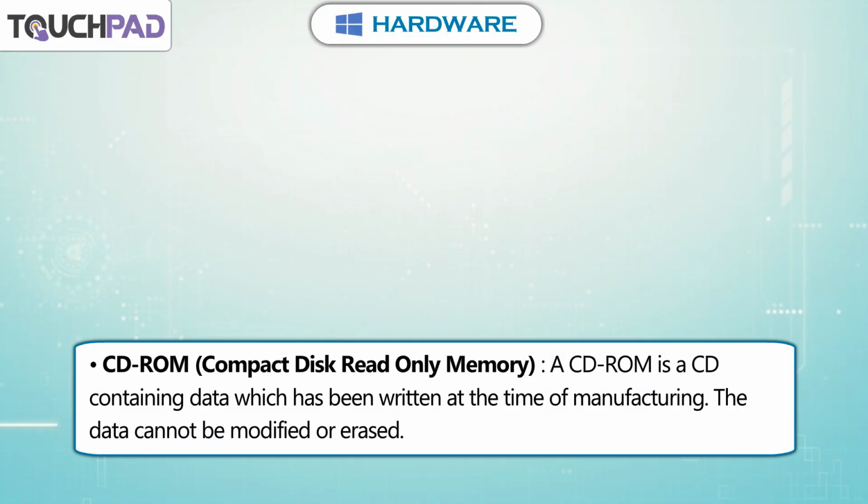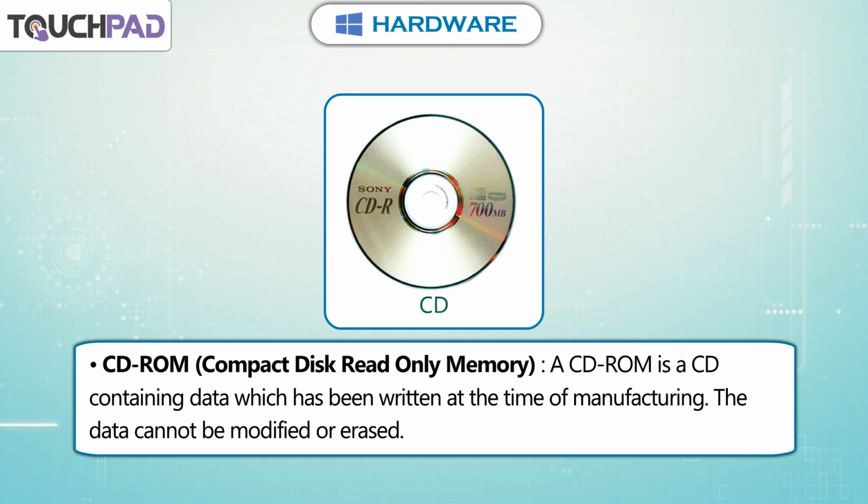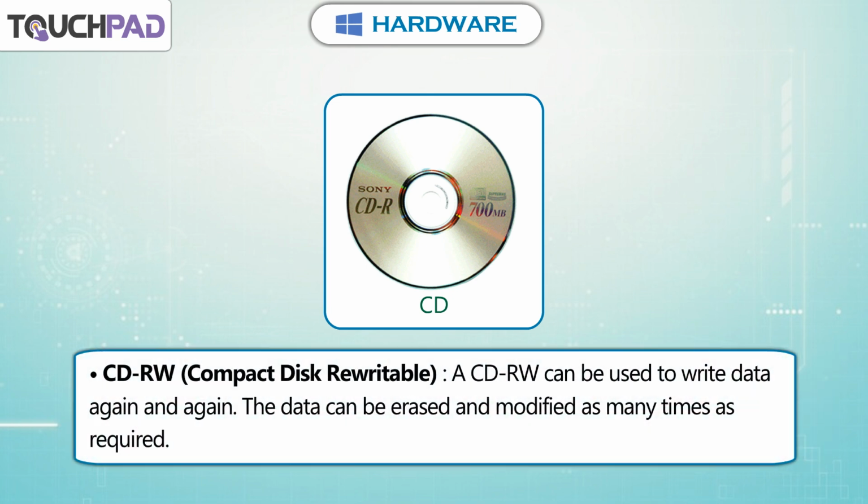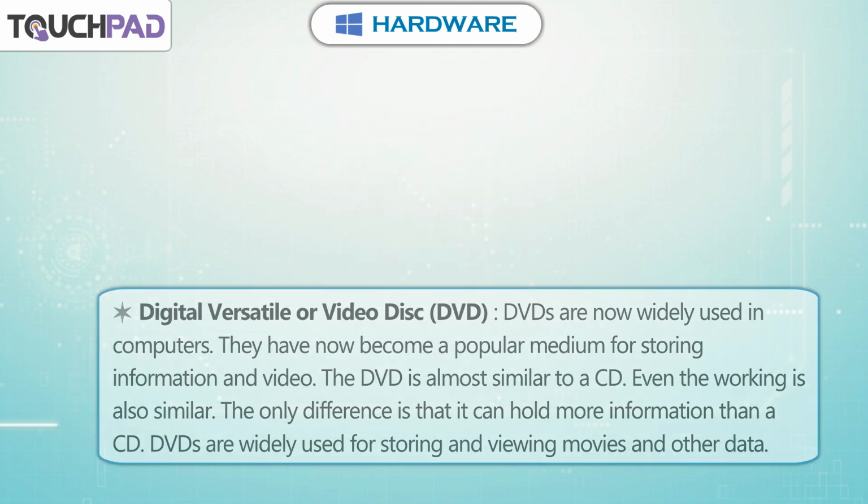Types of CDs. CD-ROM. Compact disc read-only memory. A CD-ROM is a CD containing data which has been written at the time of manufacturing. The data cannot be modified or erased. CDR. Compact disc recordable. A CDR can be used to write data by the user only once. This data cannot be changed or erased. CDRW. Compact disc rewritable. A CDRW can be used to write data again and again. The data can be erased and modified as many times as required.